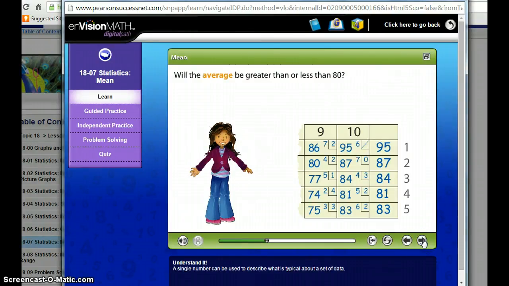Will the average be greater than or less than 80? What do we think?